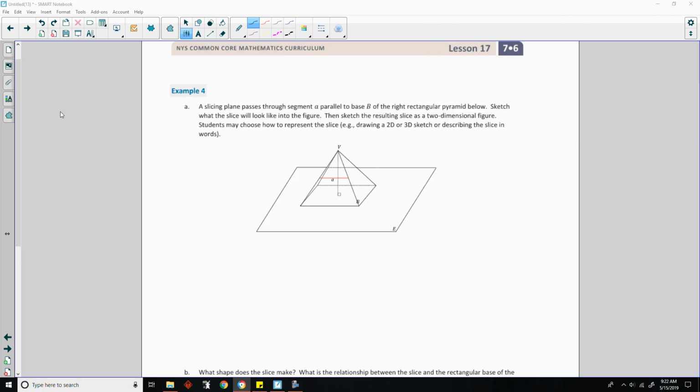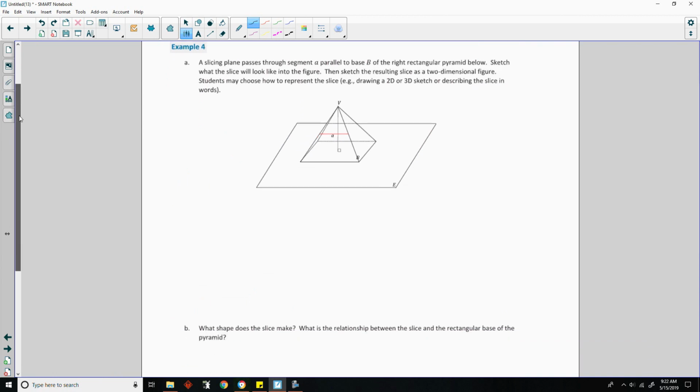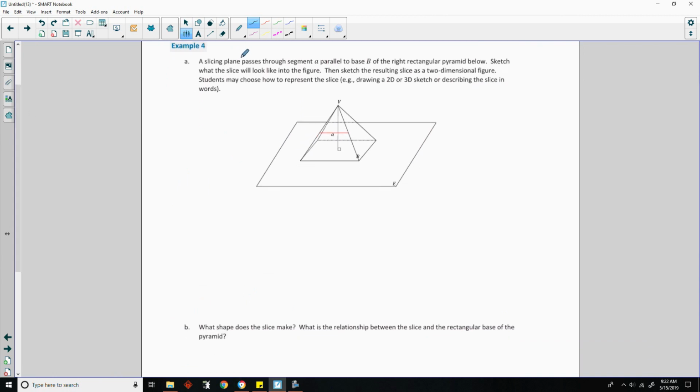Okay, page 4, Example 4. A slicing plane passes through segment A. Here's segment A. Parallel to the base B of the right rectangular pyramid below. Sketch what the slice will look like in the figure. Then sketch the resulting slice as a 2-dimensional figure. Students may choose how to represent the slice, for example, drawing a 2D or 3D sketch or describing the slice in words.